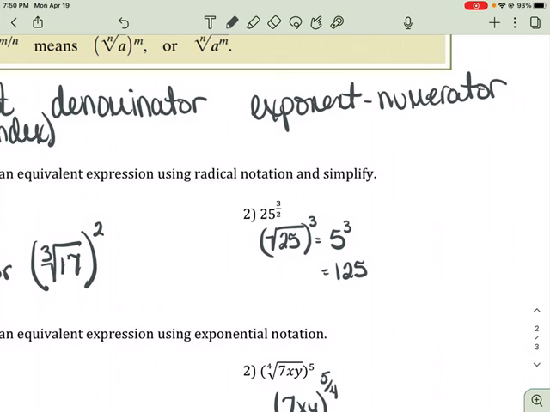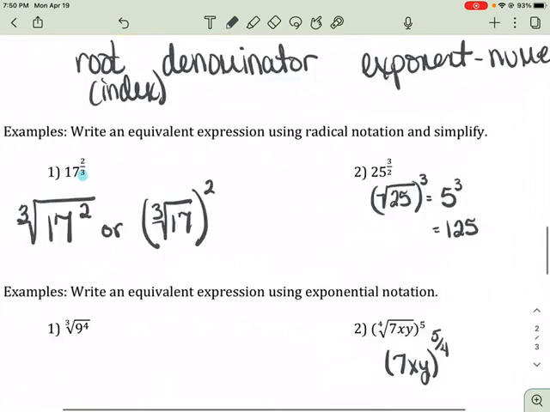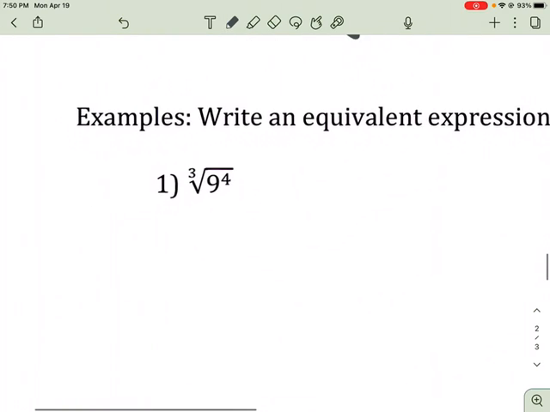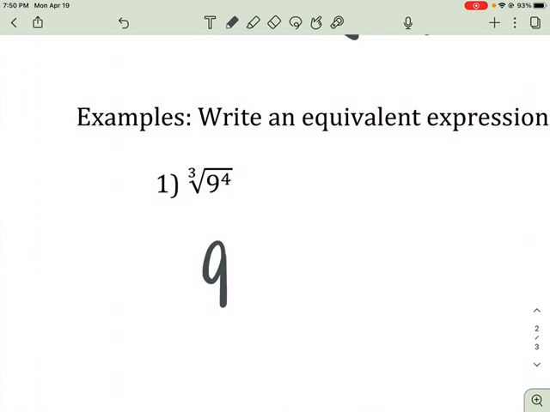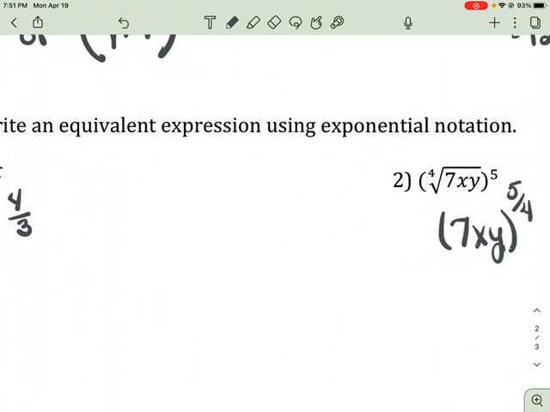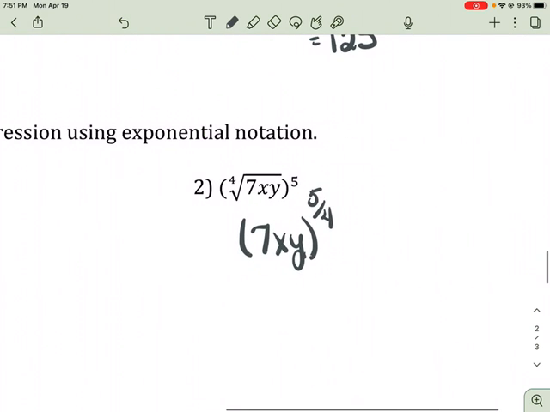Now here we have the square root of 25 cubed. So I took the square root of 25, which is 5, and then I cubed it, which is 125. Okay. Now we're going to go the other way. So my root is 3, so I have 9. The denominator of our fraction is going to be 3 to the 4, and then the numerator's 4. That's it.